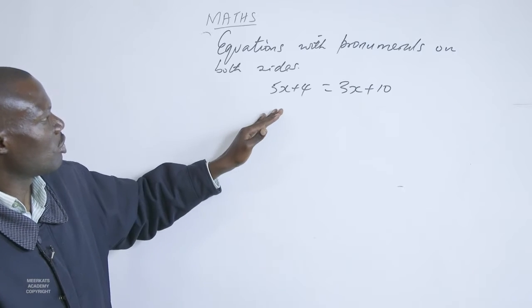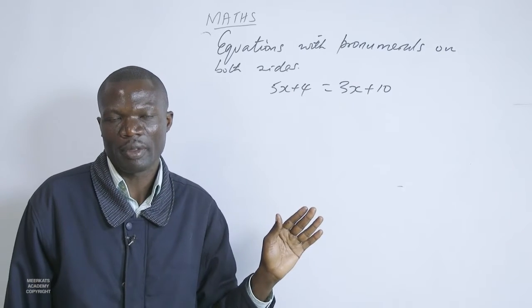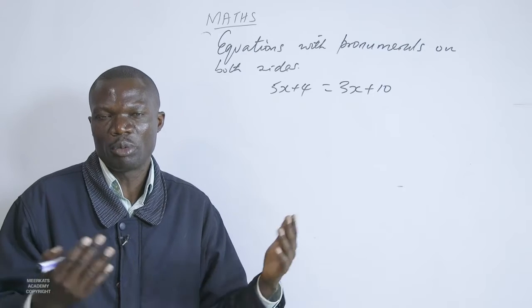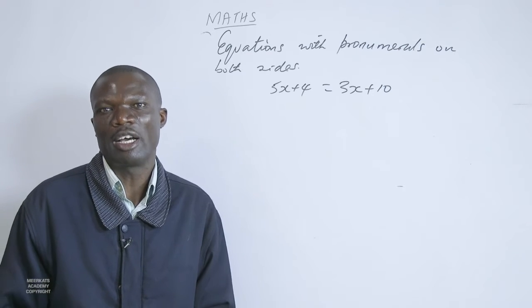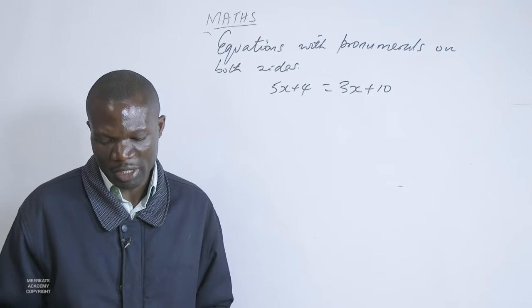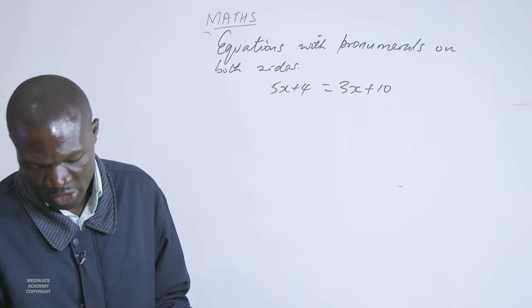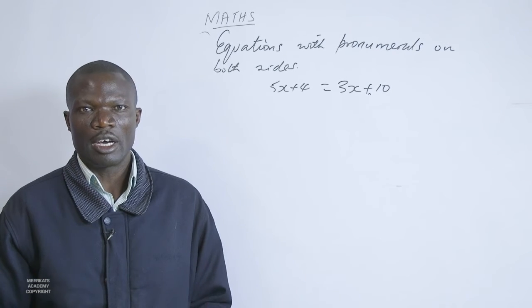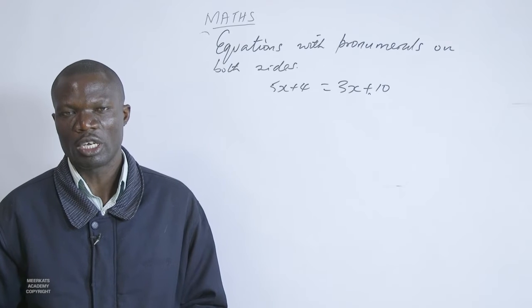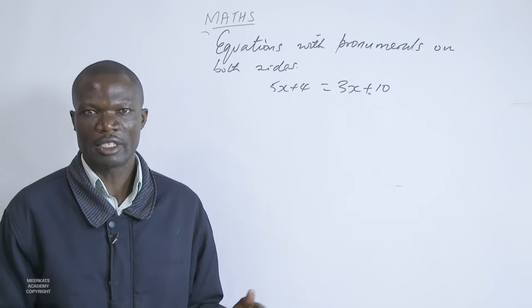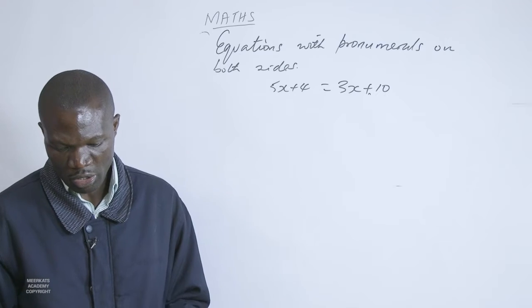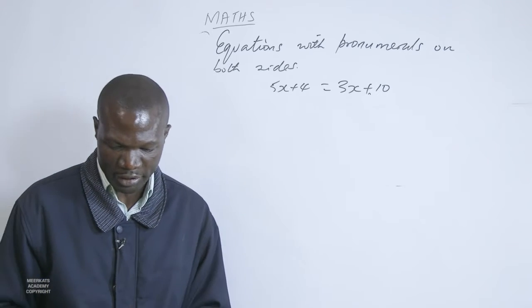With these questions, you should not look at them and panic. No. They can be handled in a simple way: put the pronumerals on the same side, and you end up with the simplest equation to deal with. Now, there are those equations which have pronumerals on the right-hand side and on the left-hand side. That is equations with pronumerals on both sides.